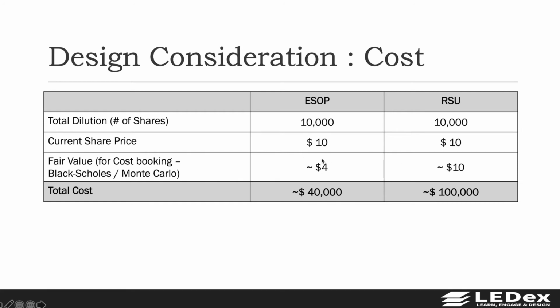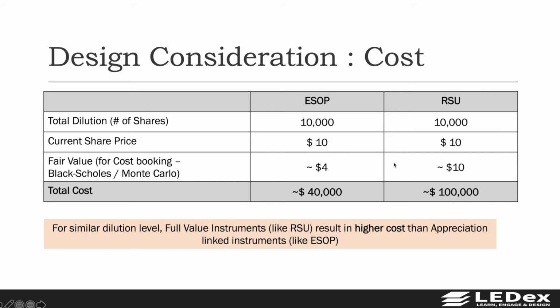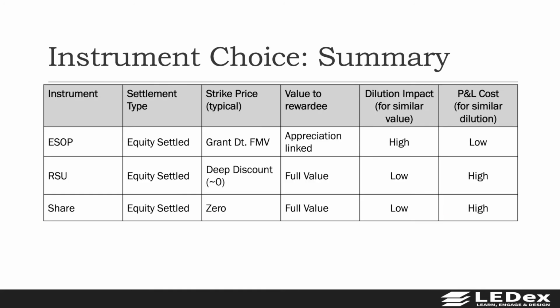So it's less costly than an RSU. From a similar dilution perspective, a full value instrument like an RSU would result in a higher cost than an appreciation linked instrument like an ESOP. So these are the trade-offs that need to be considered, aspects of dilution, value, cost, as we design a long-term incentive program and choose the instrument that we want to use.